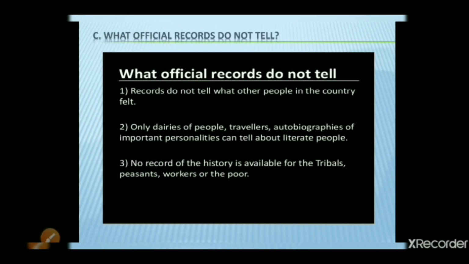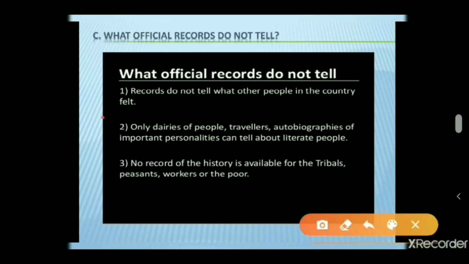The last topic in this is what official records do not tell. As I said earlier, not everything is told by the official records, as these were produced and maintained by the Britishers. So there were many things that the official records do not tell us. These records do not tell what the other people in the country felt. They were only describing their own feelings and thoughts, but what the other people felt, no document can tell.